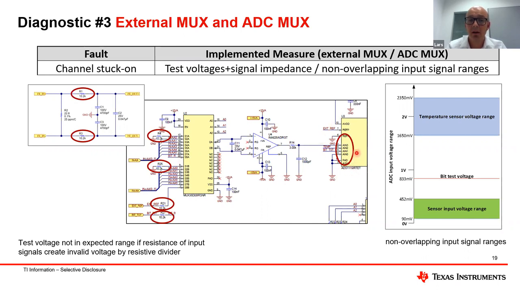For the ADC multiplexer, I use a different method. I just said no internal voltages can overlap, right? Here the temperature voltage range is 1.6 to 2.3 volt. The bit test voltage is 0.833 volt, and the sensor input voltage range is from 90 to 452 millivolt. So if I get some voltage in between, I know already there's a problem, there's a stuck channel. So I use two different methods for the two different multiplexers.